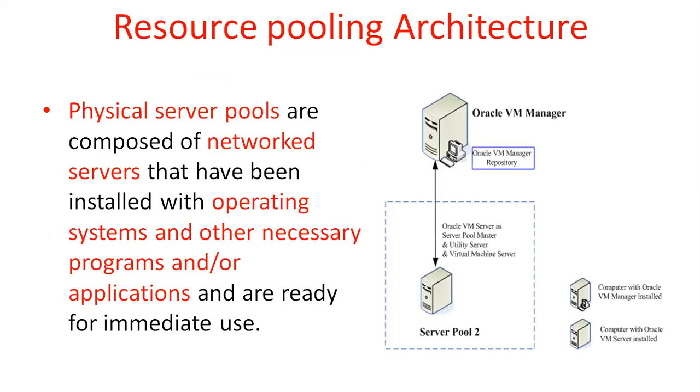The physical server pool consists of network servers that have been installed with the operating system and other necessary programs and applications. What does it consist of? Network servers. You have a physical server, server one, for example, Oracle virtual. That means server pool two. Oracle servers are there, different servers. That means these are all physical servers.